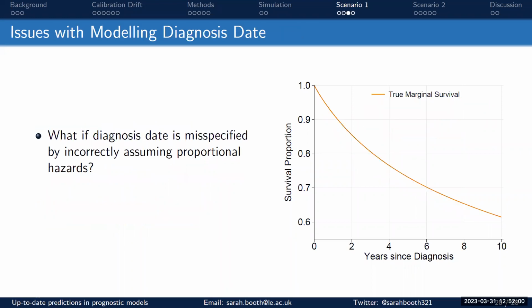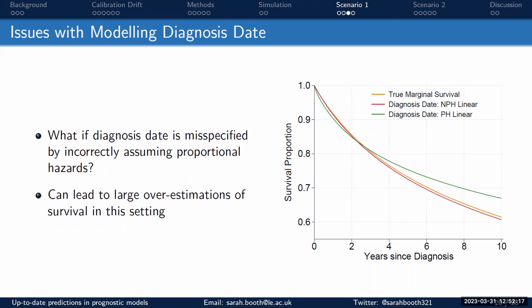However, you do have to be quite careful when you're modeling diagnosis dates, because here it needs to be modeled as a time-dependent effect. But we just wanted to assess how bad would it be if we misspecified this and we incorrectly assume proportional hazards. So this is the correct functional form, but if we incorrectly assume proportional hazards, you can see that there's now quite a large overestimation in survival in this setting. So if you do go down the modelling diagnosis date pathway, you do have to be quite careful about the assumptions that you're making, and you really do need to check the data to make sure that it's plausible before fitting it, because you can end up with these sort of misspecified models and quite large amounts of miscalibration.